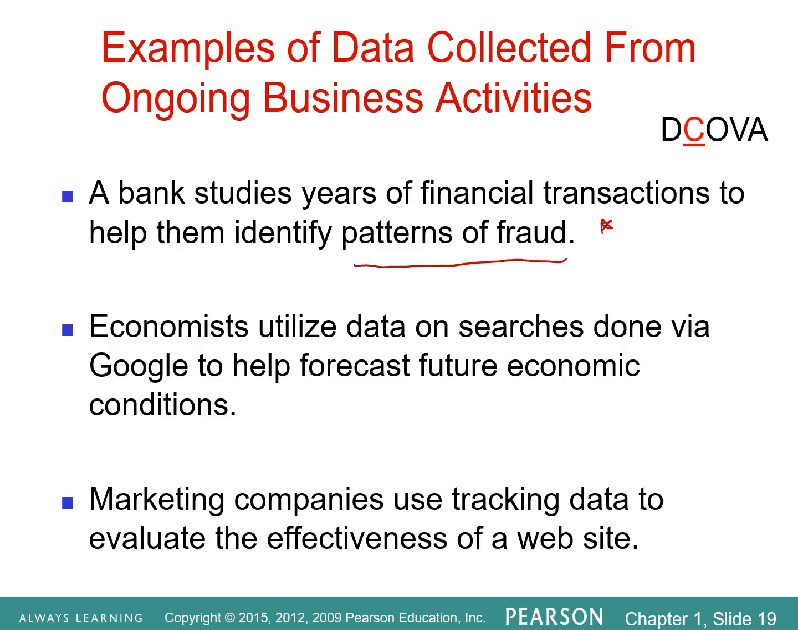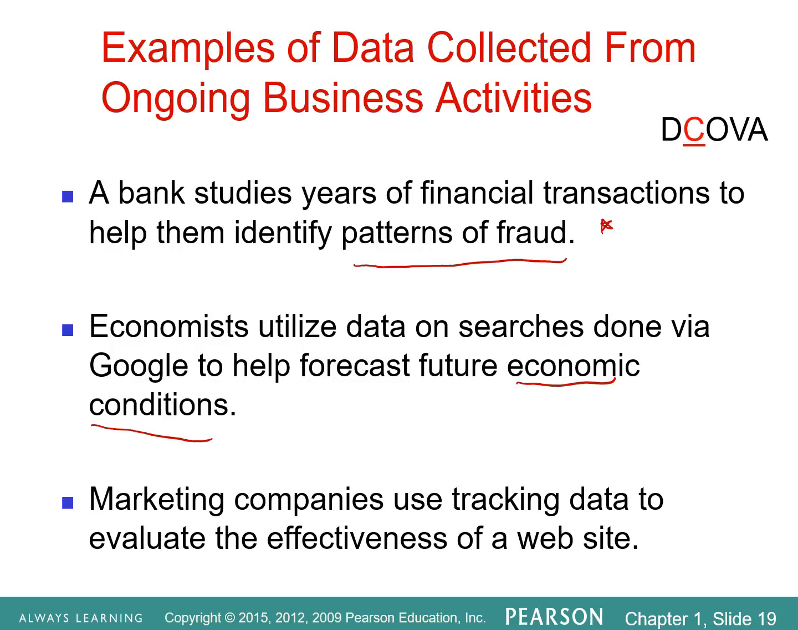Economists utilize data on searches done via Google to help forecast future economic conditions. That's how they sort of determine whether we're in a bear or a bull market, or this was sort of part of the housing bust that happened in 2008. People kept saying, buy, the housing prices are going to go up, and then it kind of blew up. Everything lost its value, along with several companies going out of business.